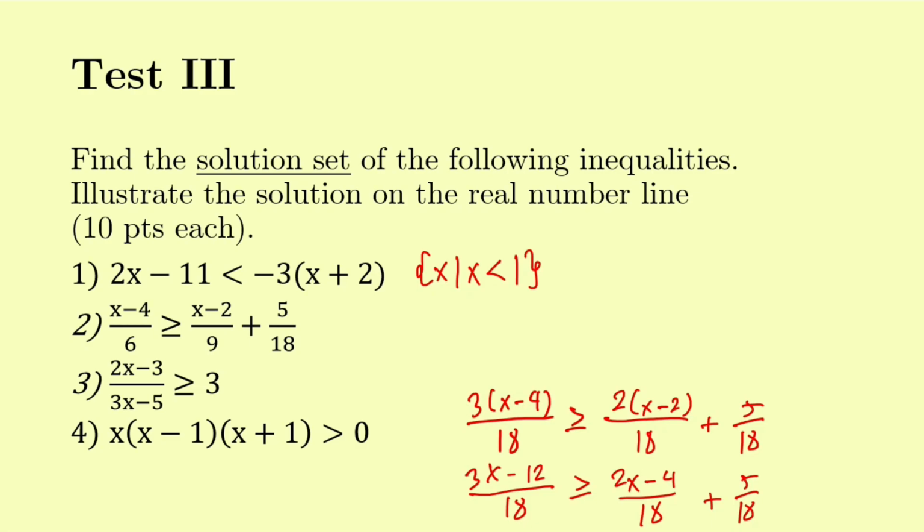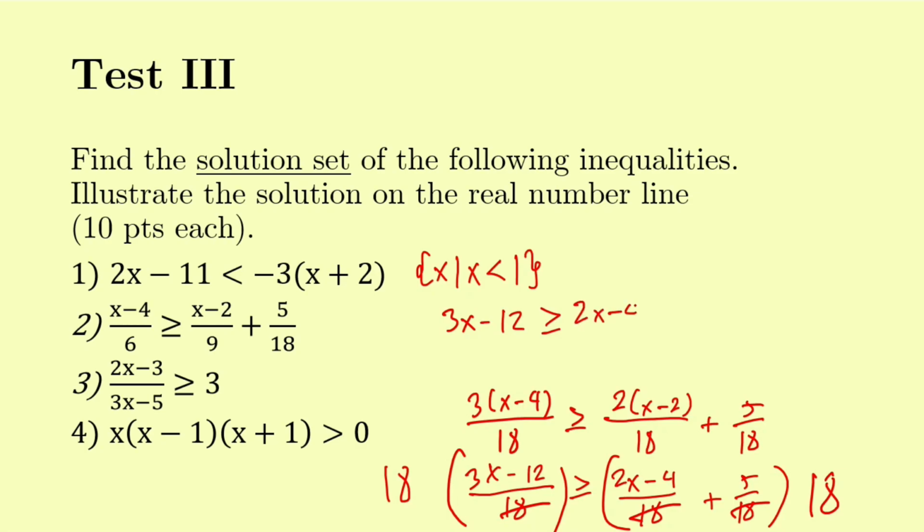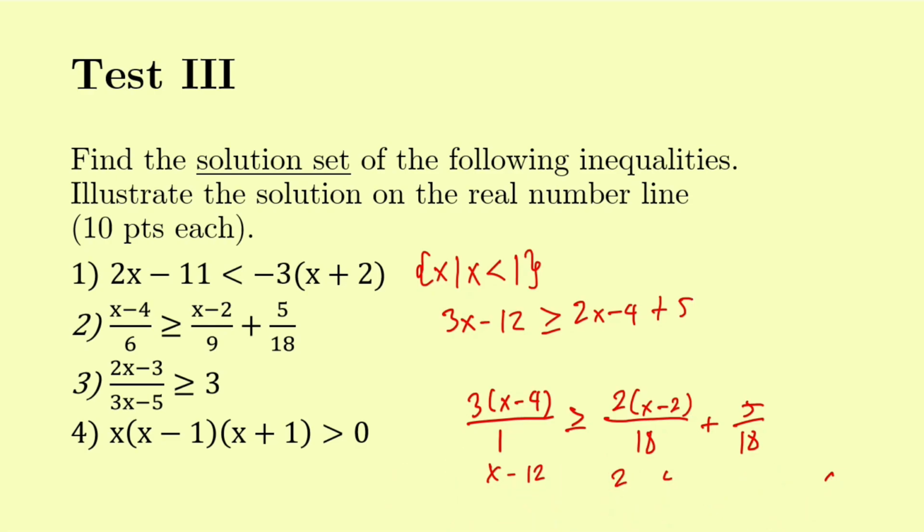We can simply multiply 18 to all of these sides to cancel out the denominators. Wala na yan. Ang may iwan na lang dyan is 3x minus 12 is greater than or equal to 2x minus 4 plus 5. And we can now easily solve for x.